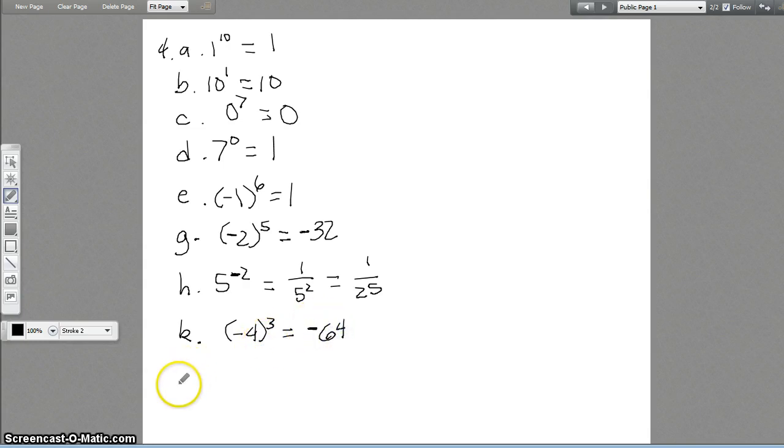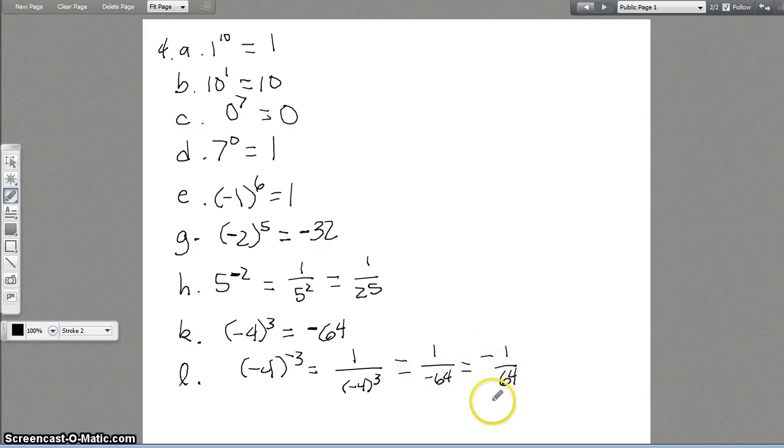And then the last one we're going to do from this part is part L. Part L, we have negative 4 to the minus 3. Okay, that negative 3 means we're going to flip this over, and we will have 1 over negative 4 to the 3rd. And we already know what negative 4 to the 3rd is. That's negative 64. So we have 1 over negative 64, and then we just put the negative in the front. So it's negative 1/64. Now, number 4 is just like number 9.